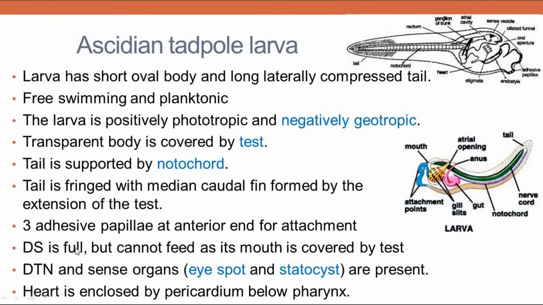Then the digestive system is full but the larva cannot feed, as its mouth is covered by the tusk. Even though the digestive system is fully present, they cannot feed because their mouth is covered by the tusk. A dorsal tubular nerve cord and sense organs like the eye spot and statocyst are present, but these are not present in the adult. The heart is enclosed by the pericardium below the pharynx.